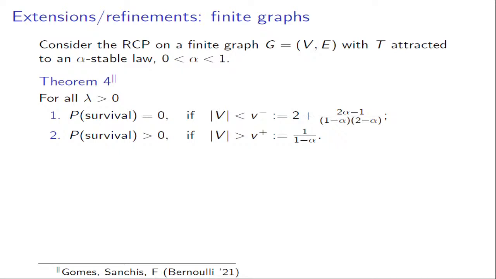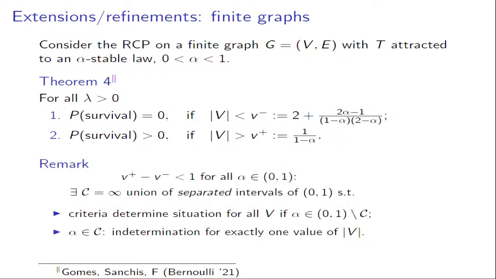Of course, there's a gap on the sizes. But remarkably, amusingly, this gap is not so large. It's less than 1 for every alpha. So this set of criteria classifies all the possible sizes, except possibly for 1. Sometimes it classifies all of the sizes, and sometimes it classifies all but 1. This is something we discovered after coming up with these numbers and then realizing that there are differences less than 1.